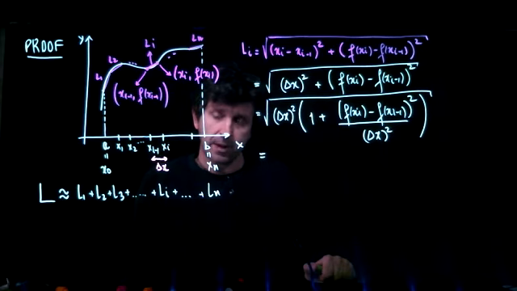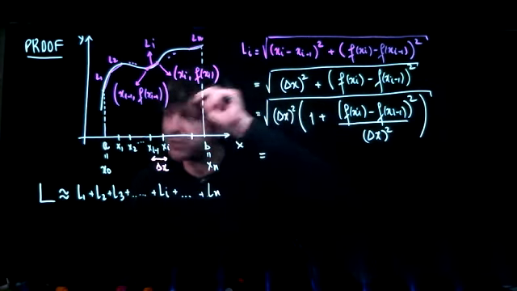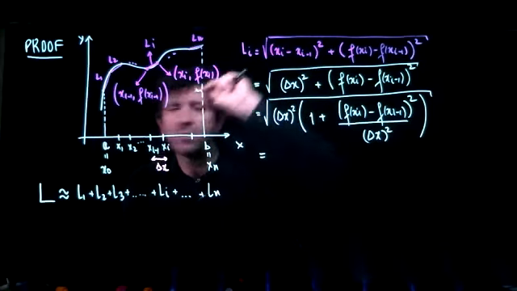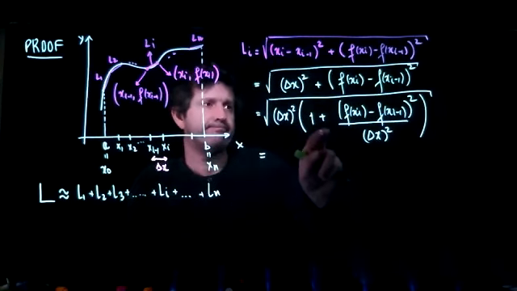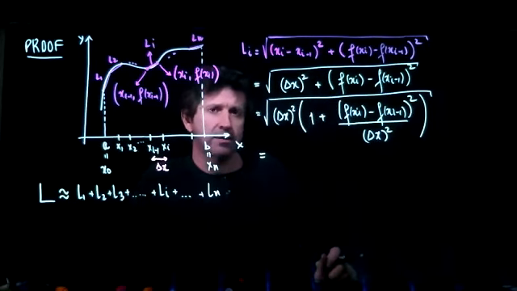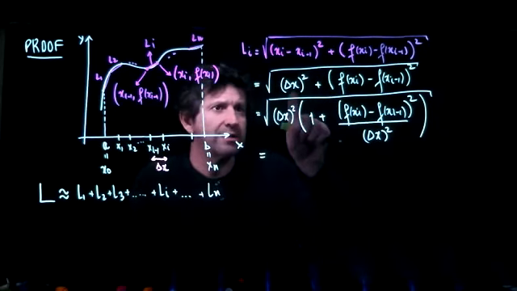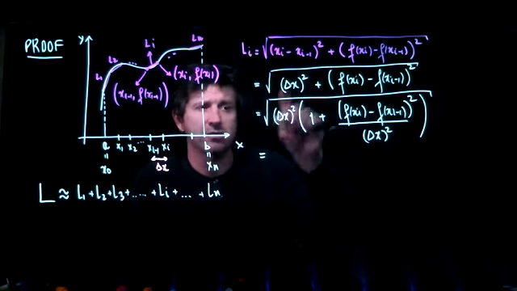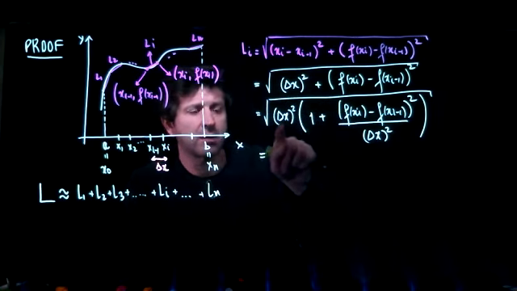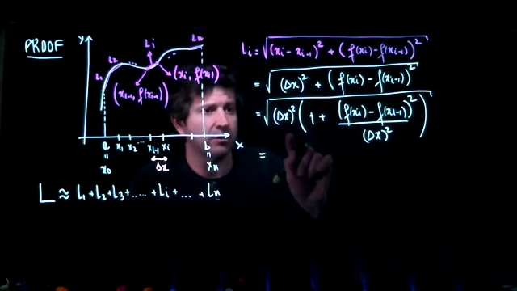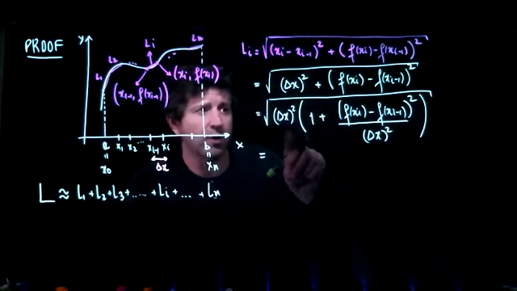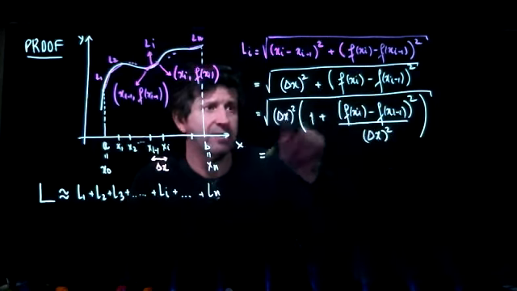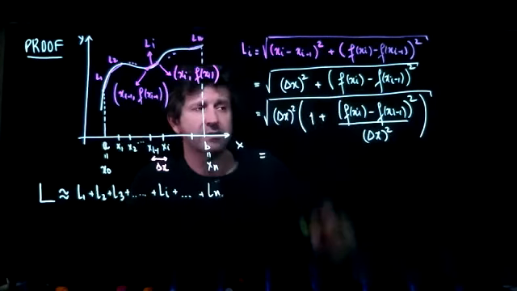Sir, can you re-explain the last part, like the last line you wrote? This part here. Okay. So the last part here, the only thing I did is I factored out a delta x squared. So look, if you multiply delta x squared times 1, you get delta x squared. And if you multiply delta x squared by this expression, right, the delta x squared will cancel, and you'll be back to this.